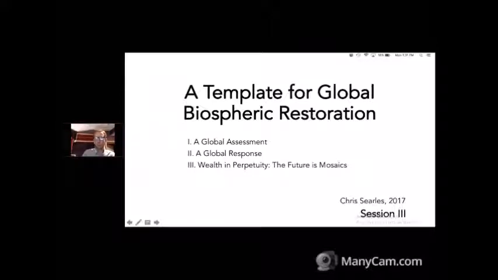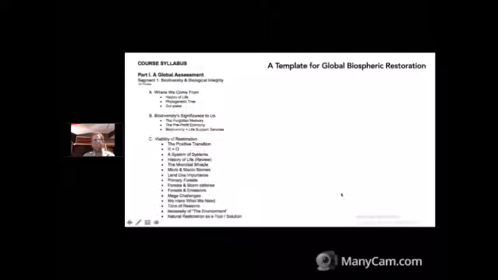All right, so this is session 3 of a template for global biospheric restoration. Before we start on the new info, I thought we would just touch base really quickly on the big ideas. There's quite a few slides today. So in our process, what we began with in part 1 is an assessment at global scale, and our first 2 sessions covered these 3 big ideas.